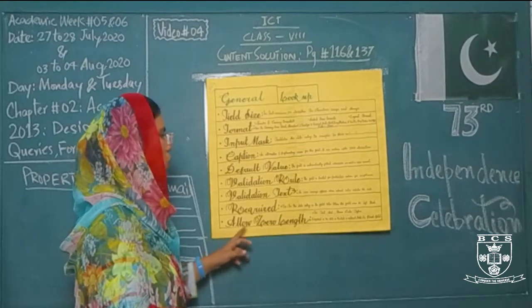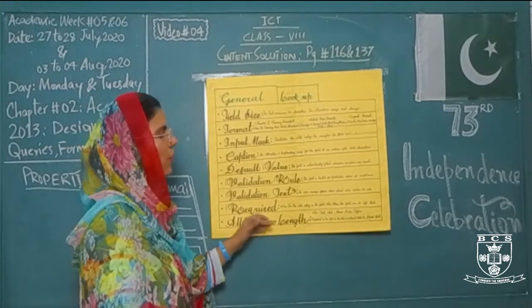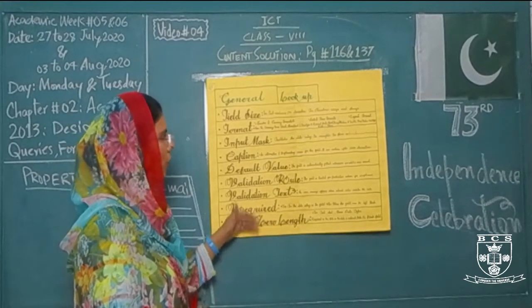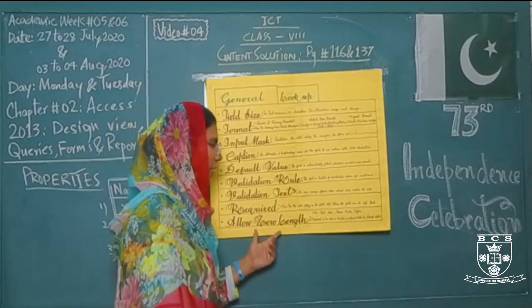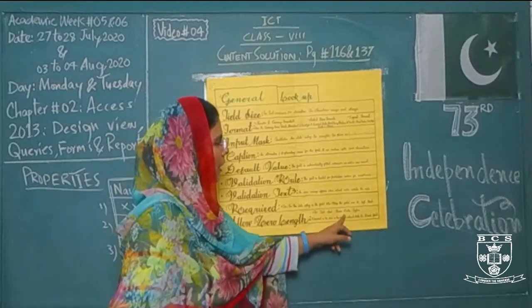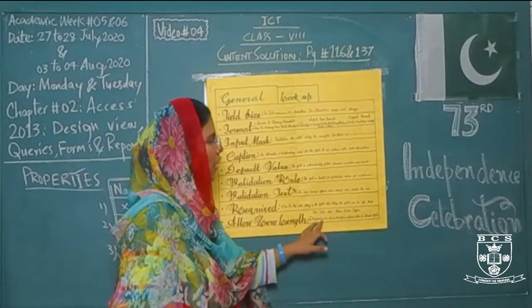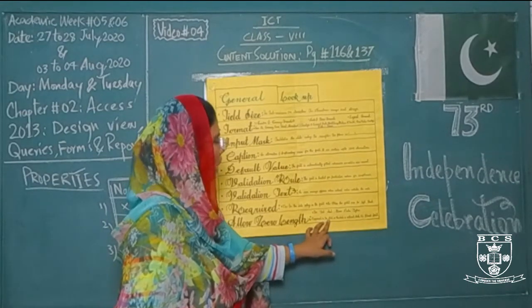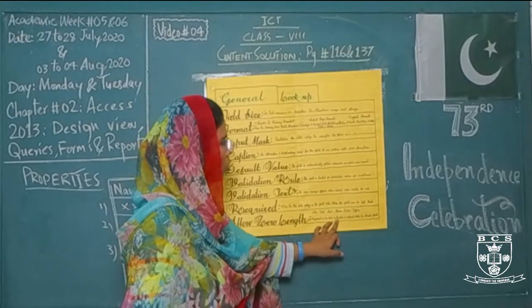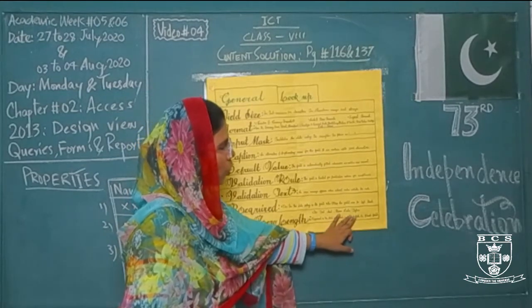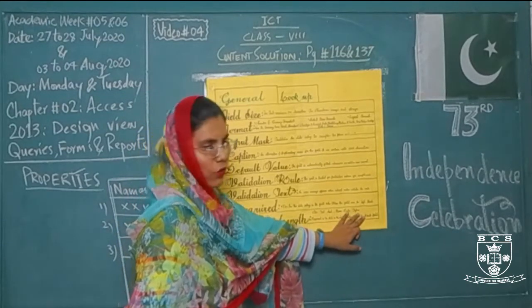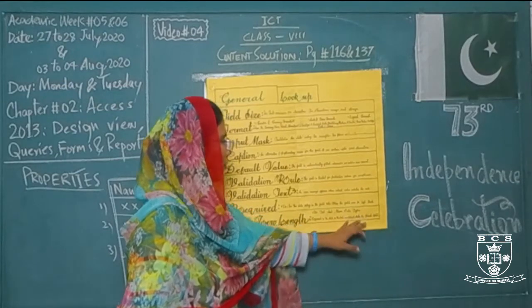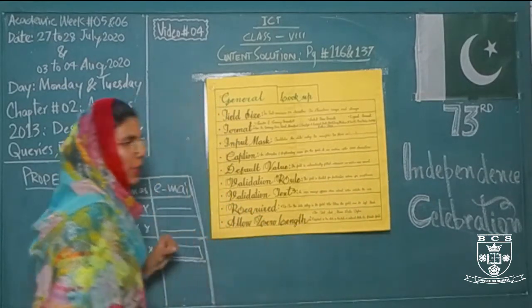Next one is allow zero length. Allow zero length means when your field is not having any characters. This is used for text and memo data types. And next, if required is yes, then allow zero length is no. So data is entered, and if both are set as no, then a field can be left blank. Required and allow zero length depend on each other.